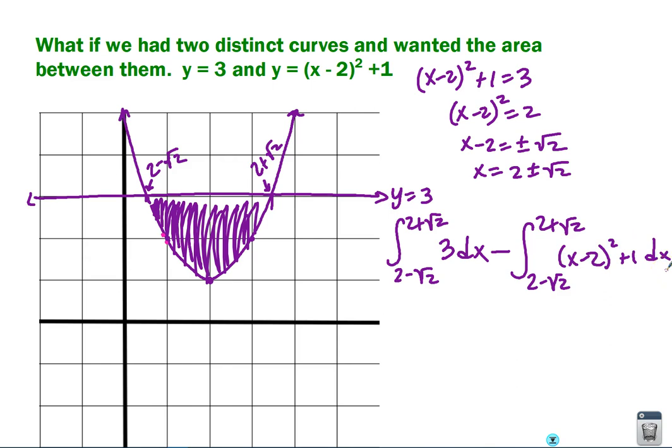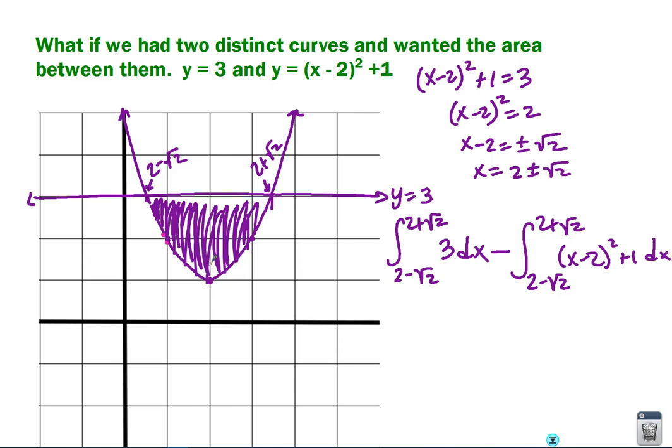Let's recap that real quickly here. If you find the area of just the line y equals 3, it goes all the way to the x-axis. If you find the area under the curve, it goes all the way to the x-axis. So what you do here is you subtract the two, because then it takes out that overlap and you're left with just this part that you want right here.